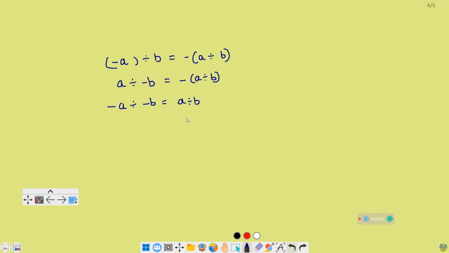So this is how we will divide two integers, and this is the answer we will get. When one of them is negative, we'll get a negative quotient. If both of them are negative, we'll get a positive quotient. So this is how we will do division of integers.